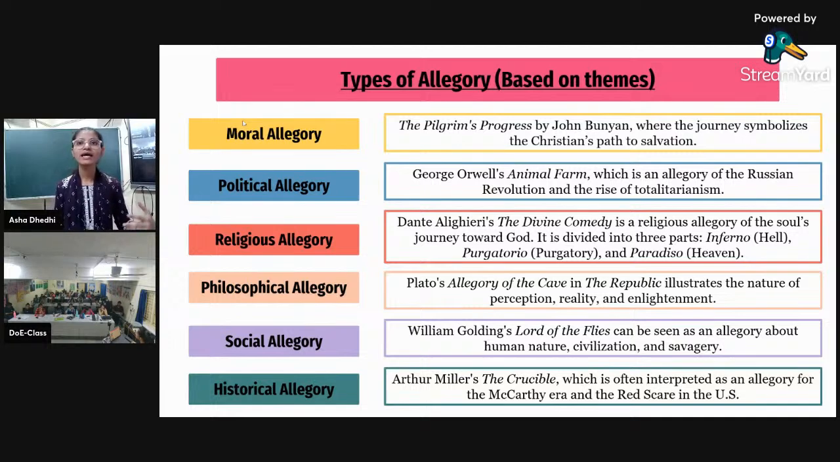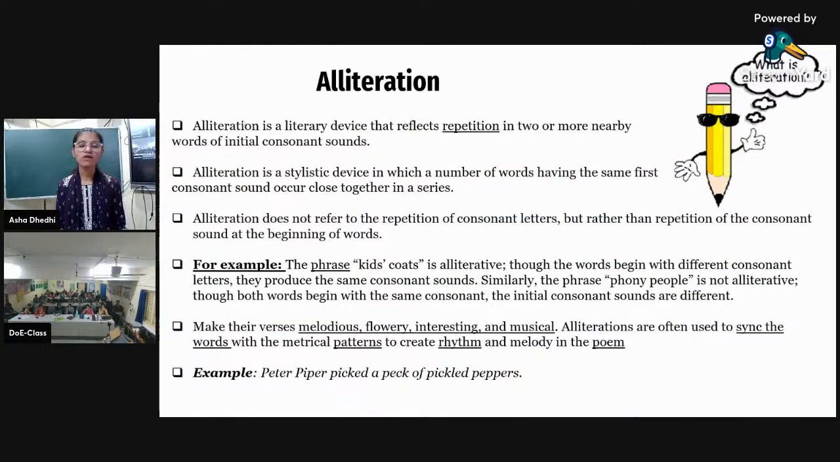And so as a reader, if we have studied that story, if we have studied that historical event, then we will be able to identify that this story is also giving a kind of hidden meaning as well. Then there is religious allegory, Dante's Divine Comedy could be considered the best example. Then philosophical allegory is there, like Plato's allegory of the cave, which is given in the Republic book. Then social allegory and historical allegory. Right? So these are some of the types of allegory.